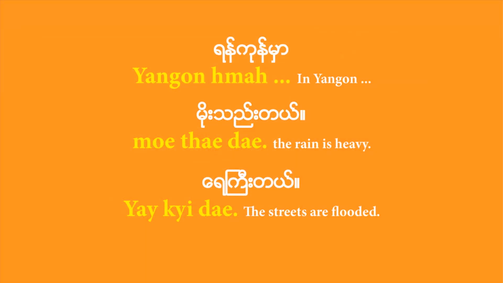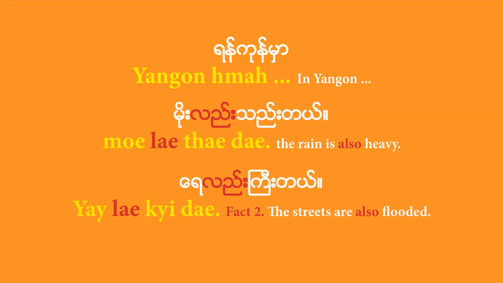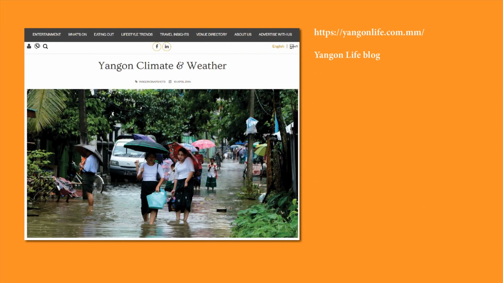Now you can do what the poet Tin Moe did by adding le to call attention to those two things happening for emphasis. So you can say Yangon ma mo le tere, ye le jire. One more time. Yangon ma mo le tere, ye le jire. It means in Yangon the rain is also heavy, the streets are also flooded.